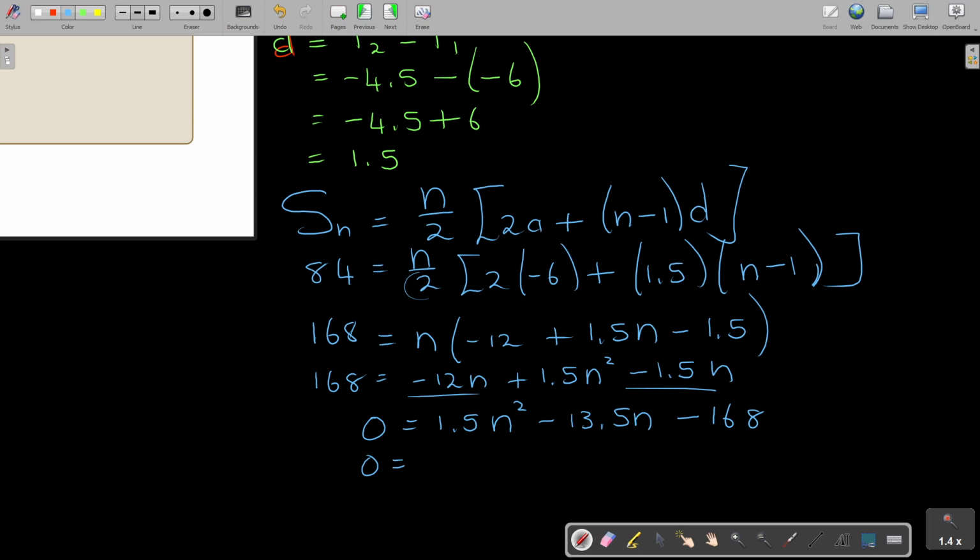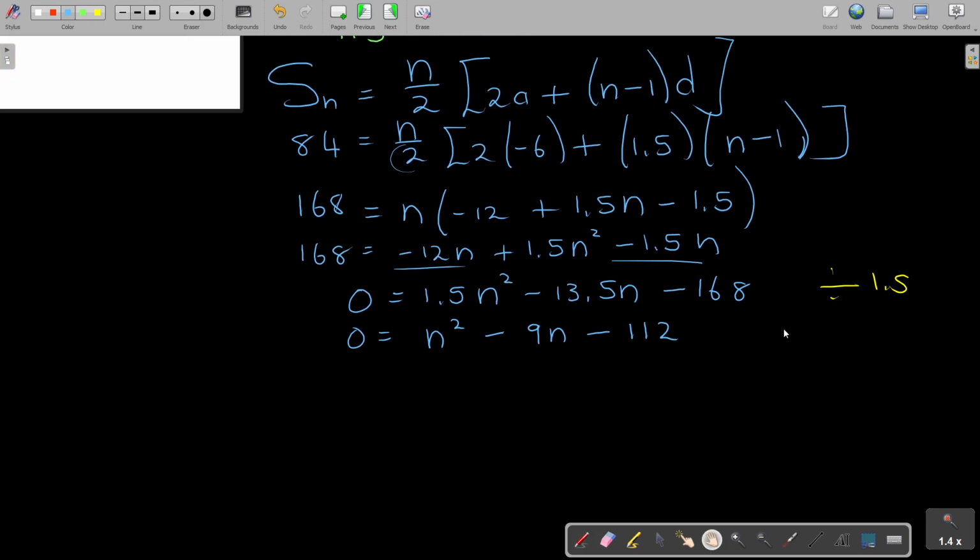This is what I did. I divide it with 1.5. So if I divide, just check that you don't have fractions anymore. Then I have n squared minus 9n minus 112. And now it can factorize, but remember, otherwise just go for the formula, negative b plus or minus the square root of b squared minus 4ac. Okay, but it can factorize.